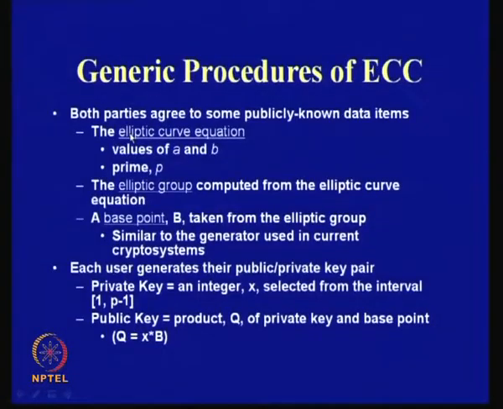So, the generic procedure of doing elliptic curve cryptography is that both parties agree to some publicly known items. For example, the elliptic curve equation. We have studied that equations of the form y squared equals x cubed plus ax plus b is a possible elliptic curve equation. Similarly, we have a generalized Weierstrass equation. So, if I give you the values of the constants, then you essentially know the corresponding curve equation. It is believed that everybody, the sender and the receiver and even the adversary, knows the curve equation.